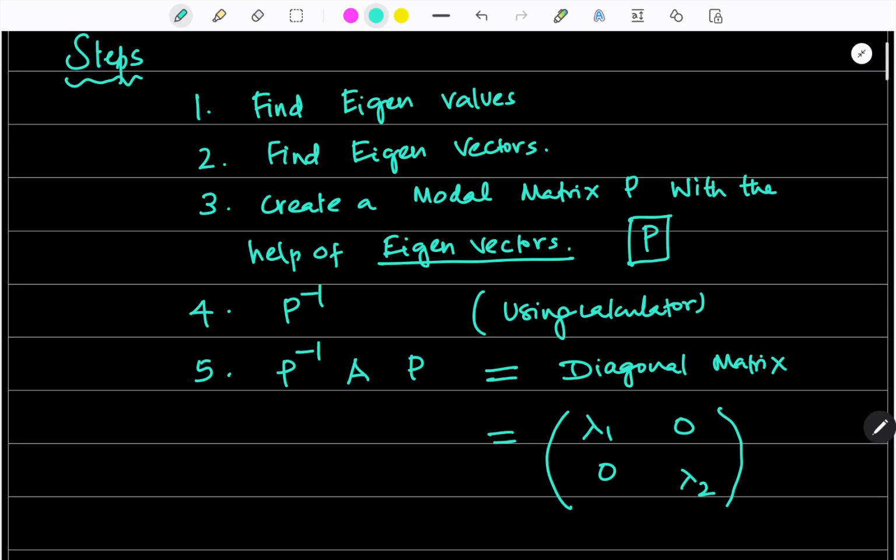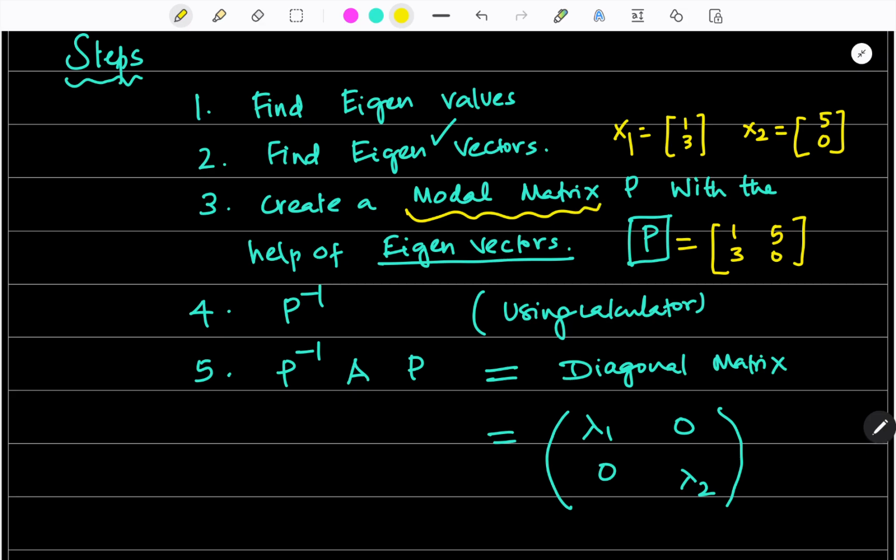Once again, I'll repeat. Step number 1, find eigenvalues. Step number 2, find eigenvectors. Step number 3, create a matrix with the help of eigenvectors. Suppose your first eigenvector is, for example, 1 and 3, and your second eigenvector is, for example, 5 and 0. So your P matrix is 1, 3 and 5, 0. This is called the model matrix, created with the help of eigenvectors. So this is your P. It's easy, right? Yes.